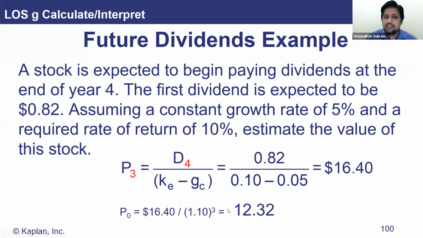So the question is, why do we use 3, why not 4? Because when you use D1, you get P0. So if you use D4, you get P3. So when you get P3, you need to discount it by 3 years. You don't need to discount it by 4 years. Hope this makes sense. This is the most important thing that everybody gets confused about. Make sure you are on top of it.